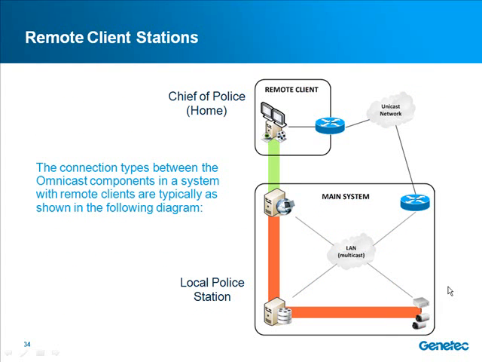So let's take a look at our network diagram. We can see our remote client here, which is connected via Unicast. In this example, let's say the remote client is the chief of police, who is remoting into the local police station from home using a VPN. He may be doing this to investigate an incident or check on something that is currently happening at the station. The rest of the network at the police station is supported in multicast over a LAN.